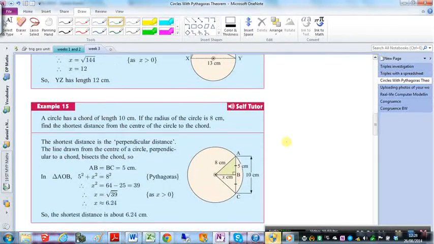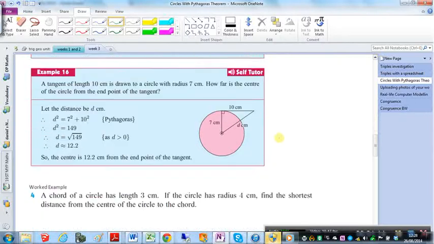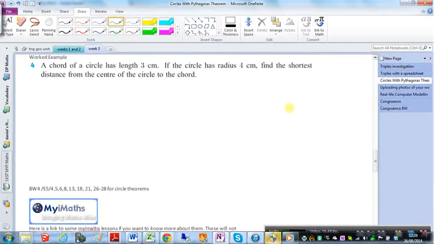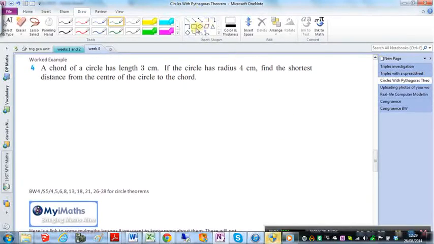Here are the worked examples from the book, but I'm not going to go through those because you can always read through those yourselves, or you can use the self-tutor option if you're using the CD-ROM. These self-tutor buttons will talk you through the question. I'm going to work through this one here, just to give you one example at least.